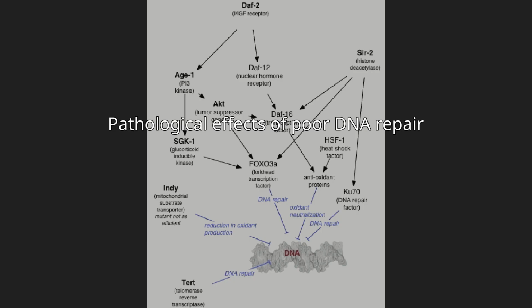Pathological effects of poor DNA repair. Experimental animals with genetic deficiencies in DNA repair often show decreased lifespan and increased cancer incidence. For example, mice deficient in the dominant and hedge pathway and in telomere maintenance mechanisms get lymphoma and infections more often, and, as a consequence, have shorter lifespans than wild-type mice.